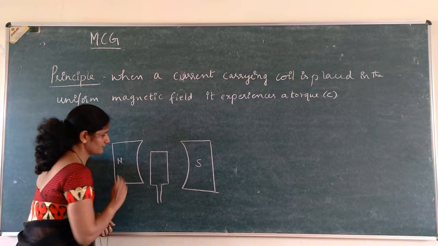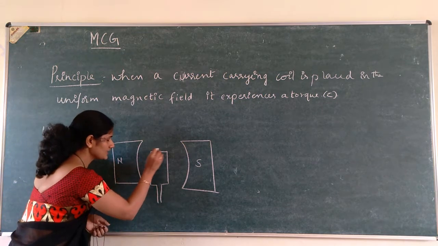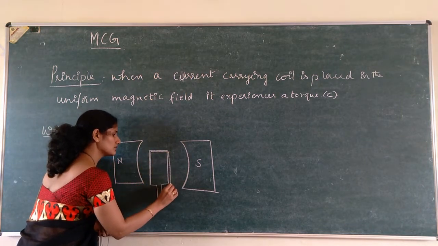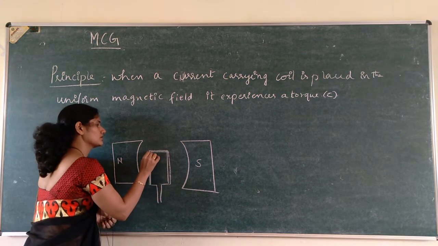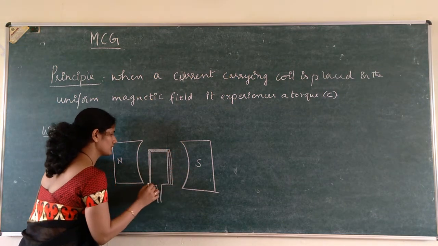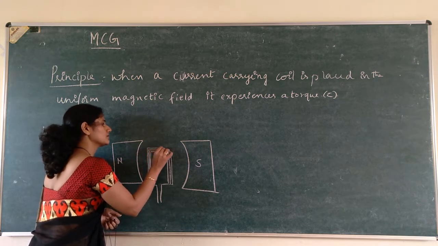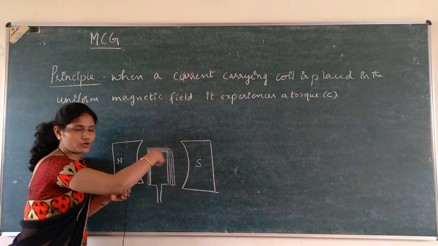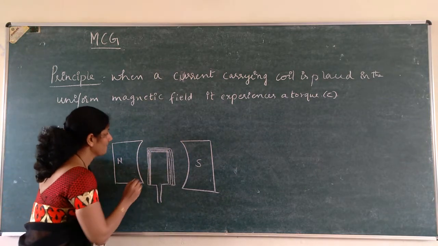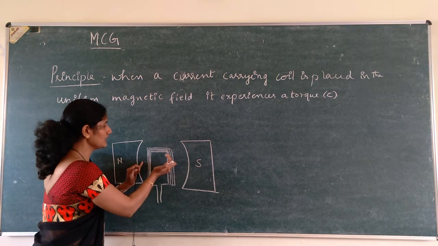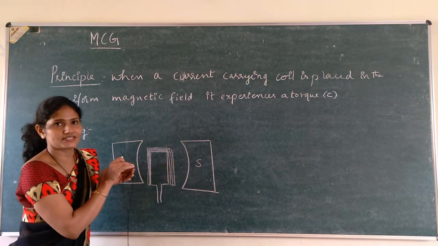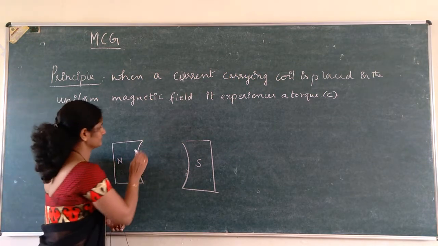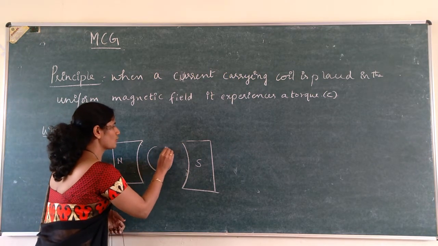Okay, here we have the coil, and in the coil we have n number of turns. This coil is made up of n turns. So this is nothing but the coil which is having n number of turns, and this coil is placed inside a soft iron core. So, this is the soft iron core.